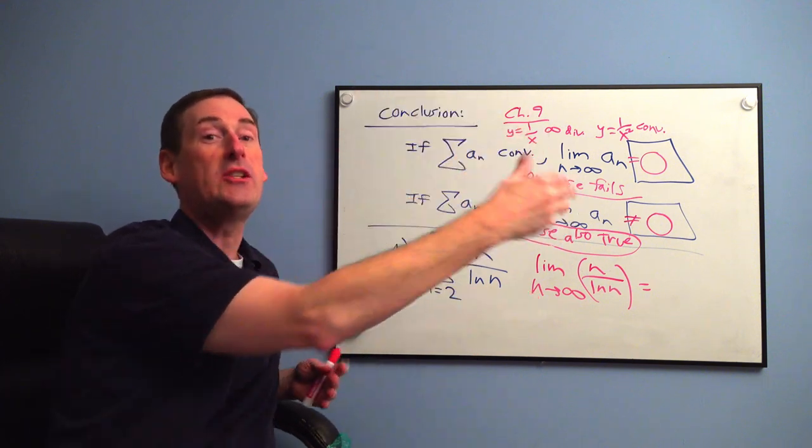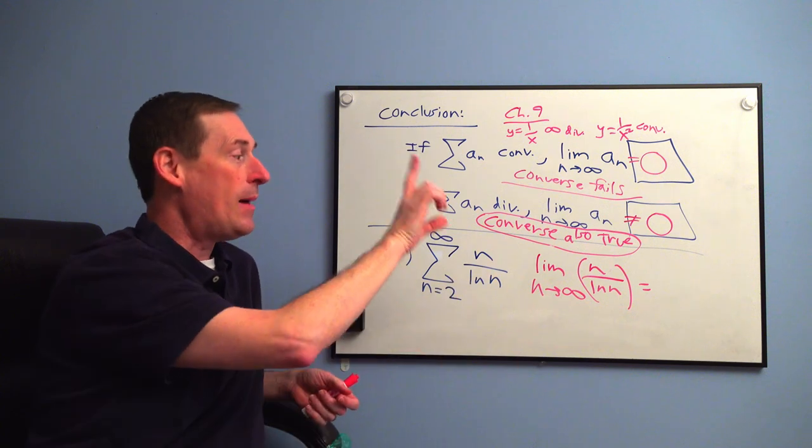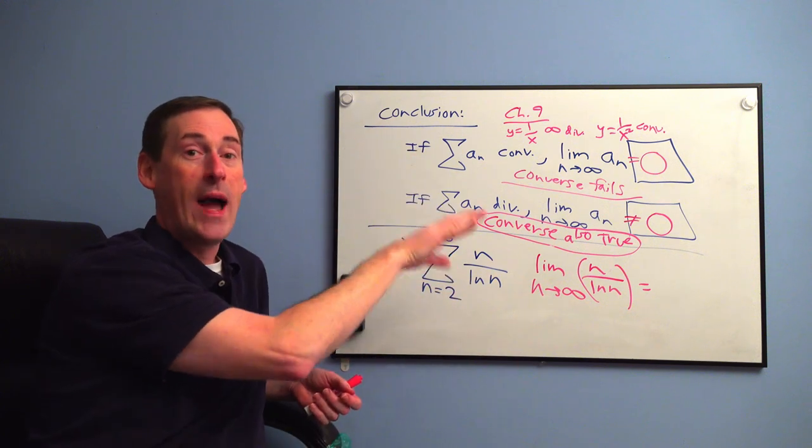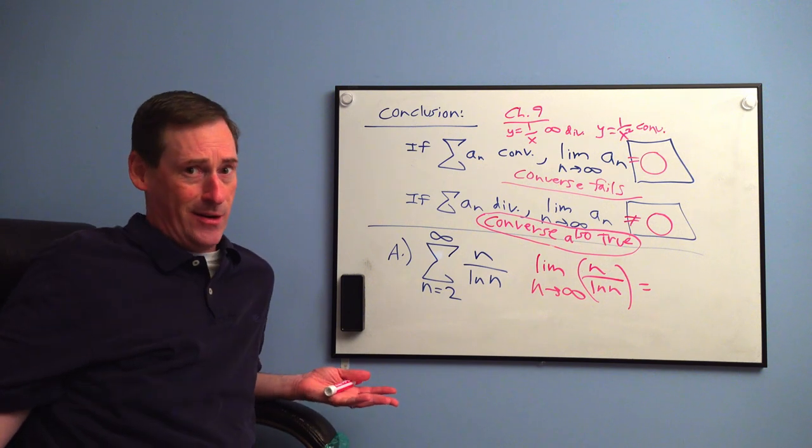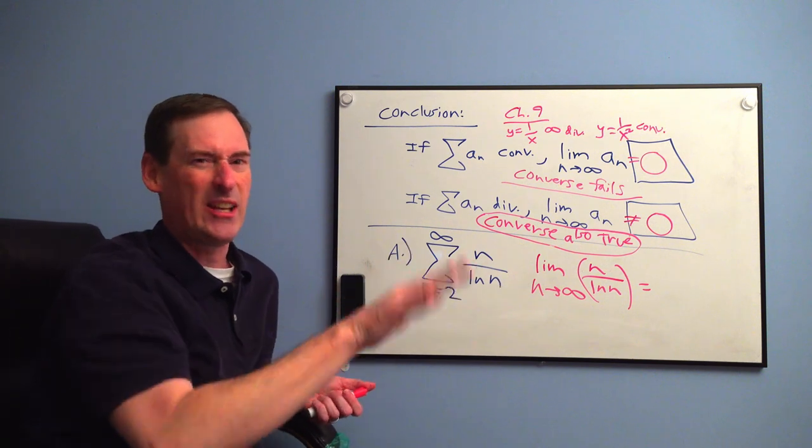Now remember, this supersedes the three gems that I gave you, okay? Number one, can you graph n over natural log of n? Who knows what that looks like? X over natural log of x? I don't know. Don't graph it. You can't graph it easily.